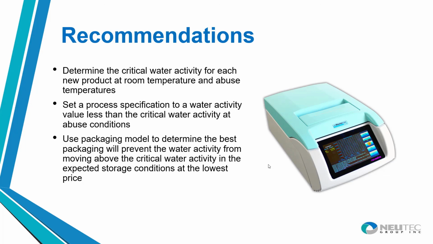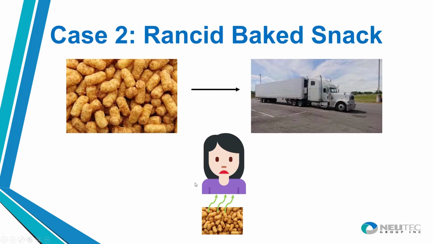Our second case study had to do with a manufacturer of a low moisture snack. This is manufactured to have a certain crisp texture to it, so it's manufactured typically to a fairly low water activity. And so they were making this product, and they baked it. Everything was okay after baking.